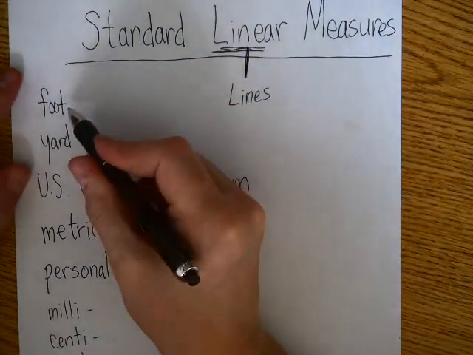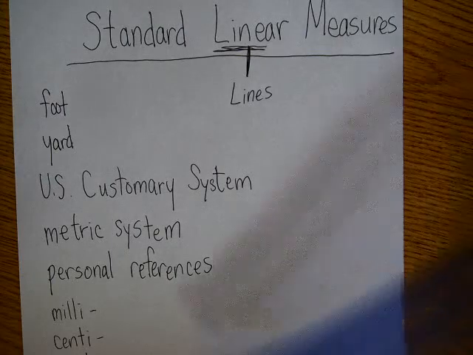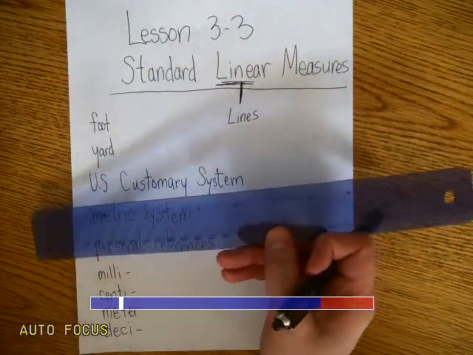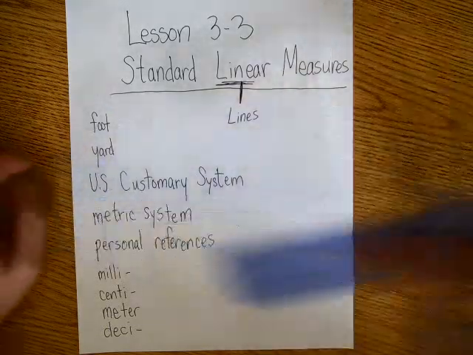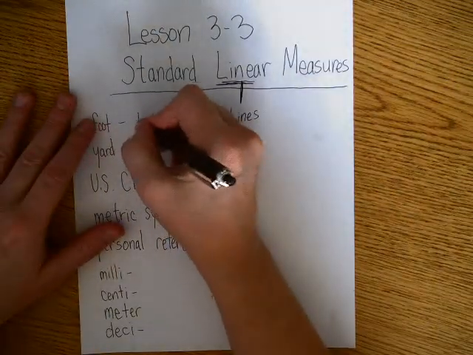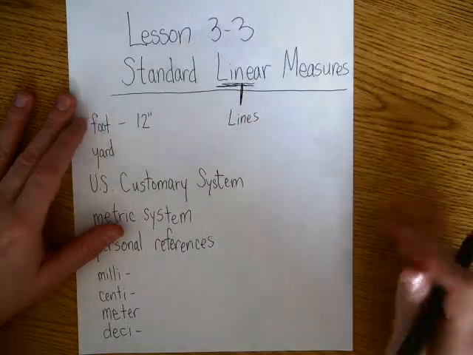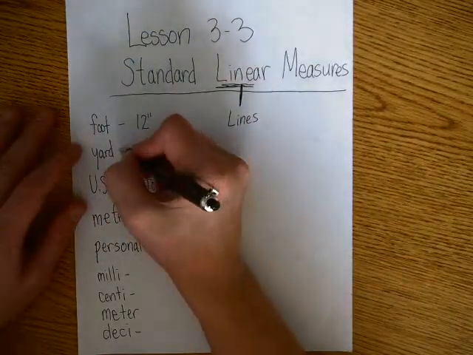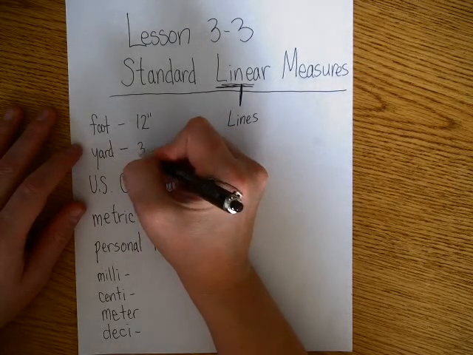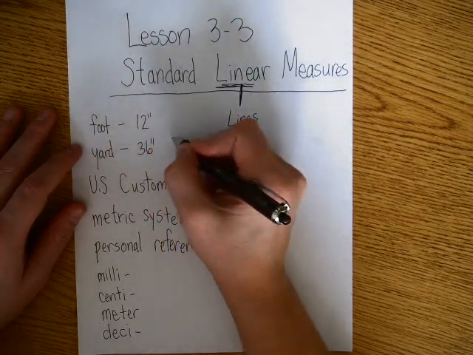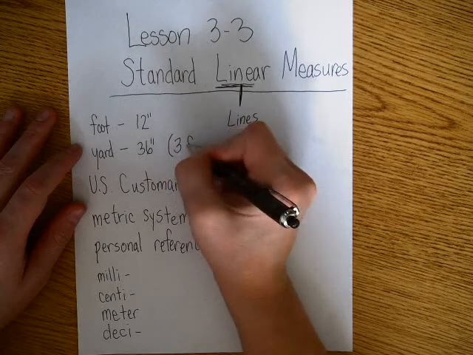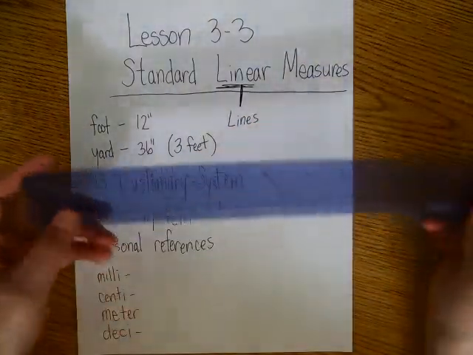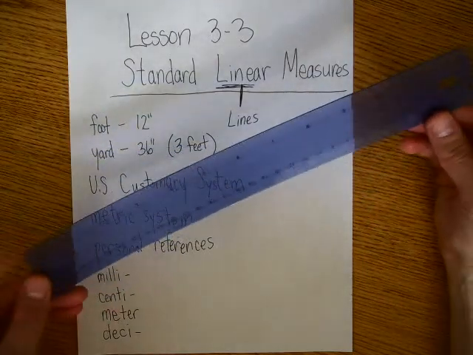We have a foot, and a foot is the size of most rulers. It's 12 inches, and it's about the size of a piece of paper. A yard is 36 inches or 3 feet. So you might have heard of a yardstick or used a yardstick before. It's 3 rulers long.